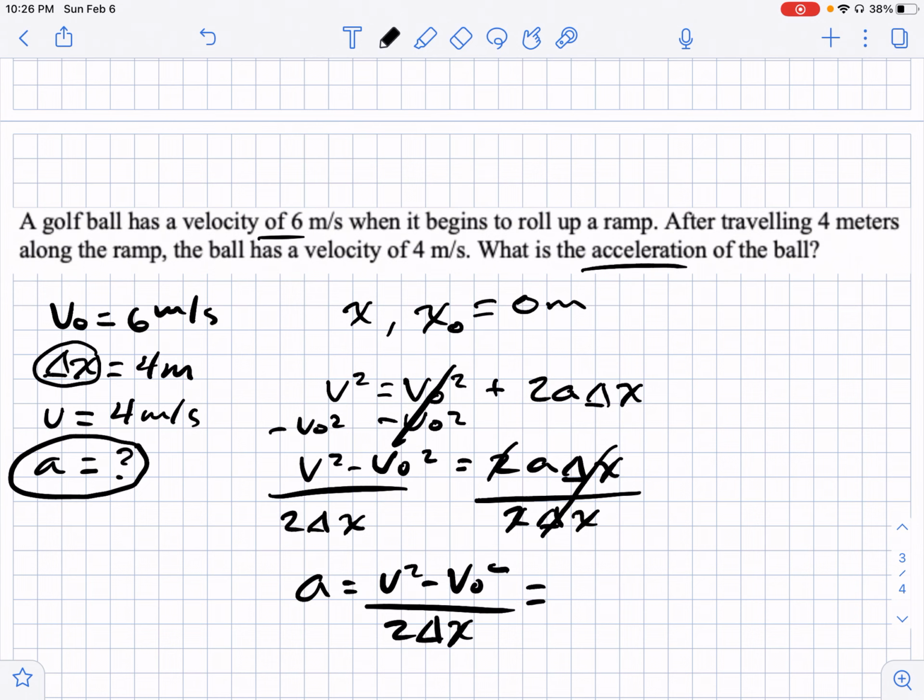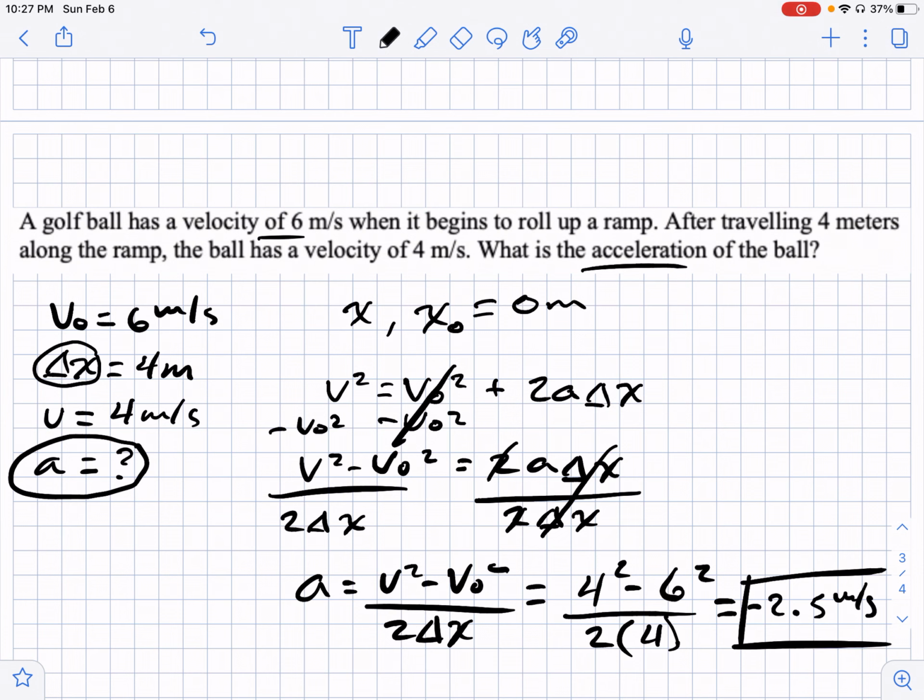Now we can plug in our numbers. And after you plug this in, you end up with negative 2.5 meters per second squared. And it's negative because it was slowing down.